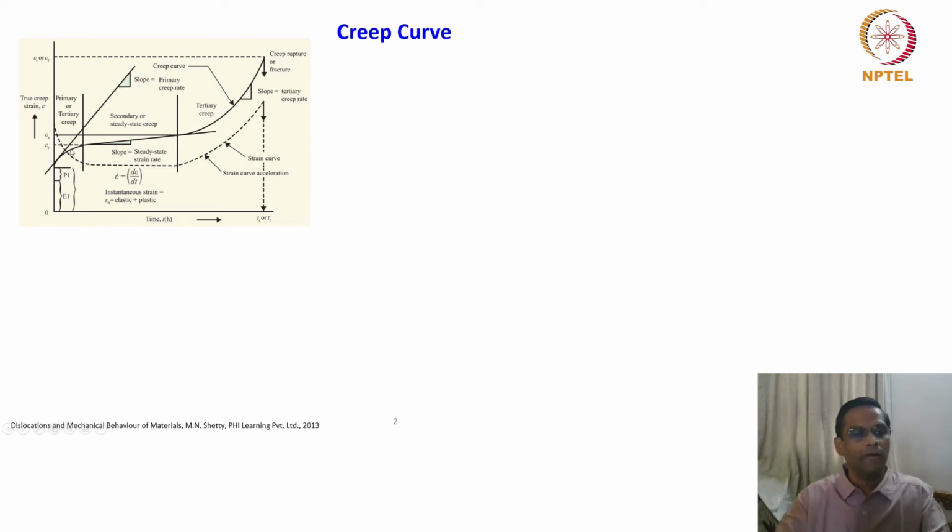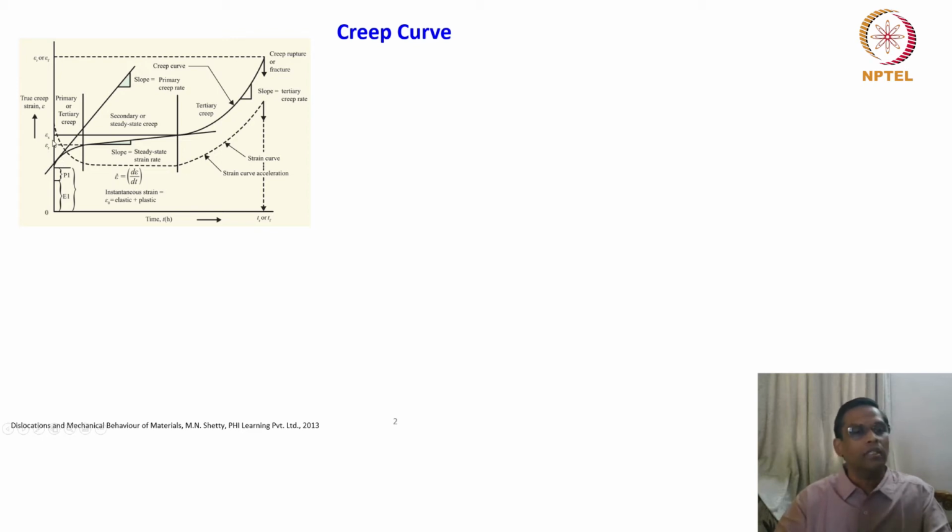And then the creep strain goes like this, and then it reaches a steady state, and then it again accelerates, and then fracture. It's called creep rupture or fracture. Basically this creep curve has been divided into three regions: the primary region, the secondary or steady state creep, and tertiary creep. So there are three possible regions of this curve described here.